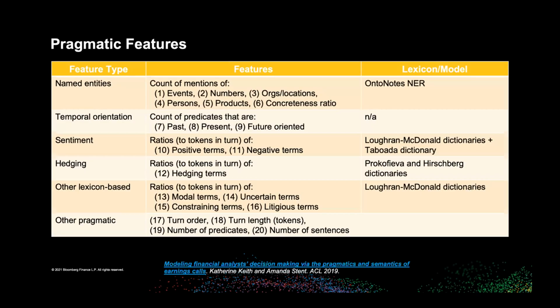Then they looked at a fair number of what they called pragmatic features. These are named entity, sentiment, hedging features, and various other lexicon-based features. What's interesting here is that these go beyond simple lexical features, and also start to look at properties of the dialogue itself: the turn order, the turn length, how much hedging there is. Maybe that's a semantic feature, maybe that's a pragmatic feature, but there are a lot of other very detailed aspects of the dialogue that they tried to account for.